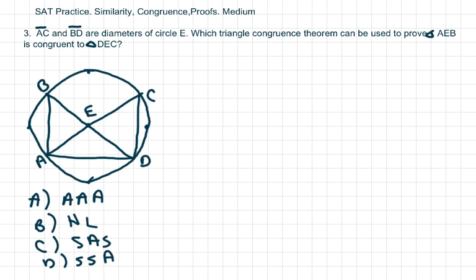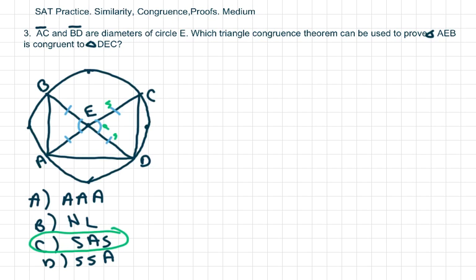Also, several sides of the triangles are radii, so they are all equal. So basically what we have is these are all congruent. Here, here, here, and here. And then the angles there are congruent. Notice that the angles between the two sides with hash marks are congruent. This lets you demonstrate by SAS, side, angle, side, that triangle AEB is congruent to triangle DEC. So C is the correct answer.